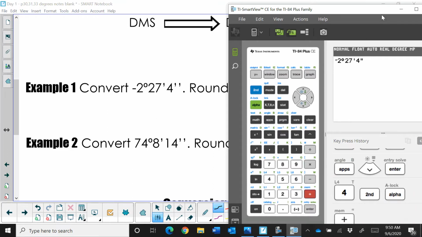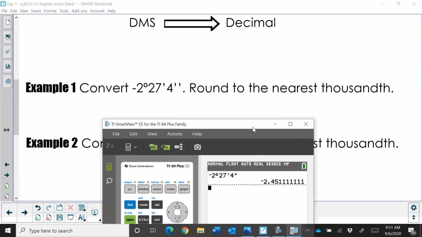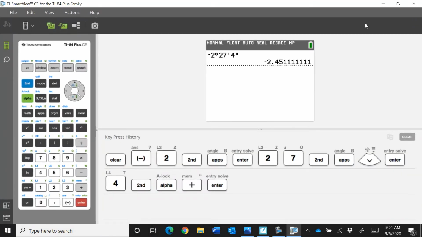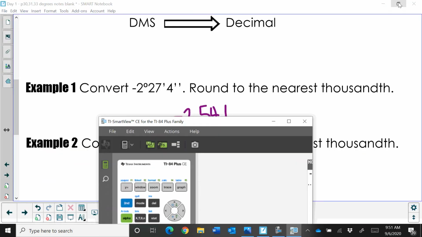Now, once you put your degree, minute, second in, just hit enter, and it will change it to a decimal for you. So it's negative 2.451 repeating, and we want the thousandth position, so 3 decimal places, 1, 2, 3, so it's just going to be 0.541 as our decimal. So negative 2.541.